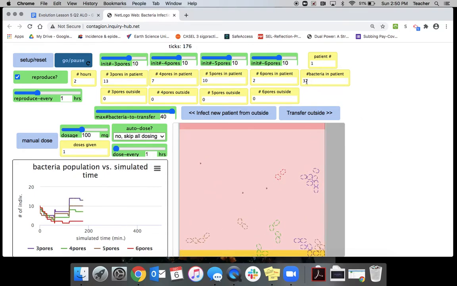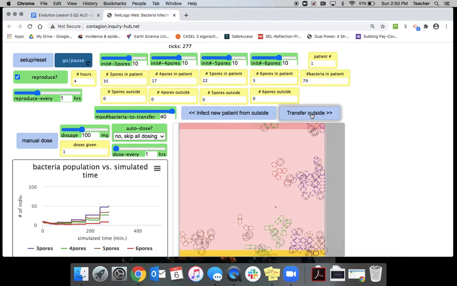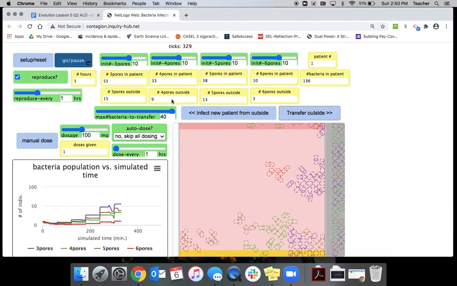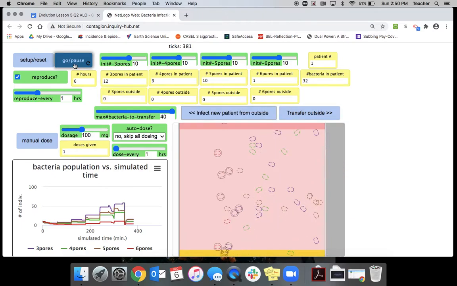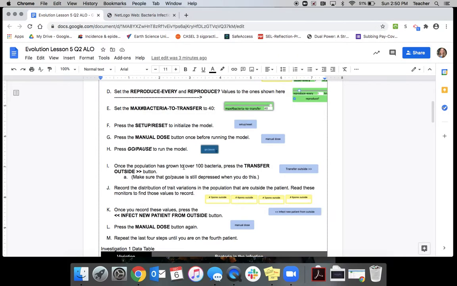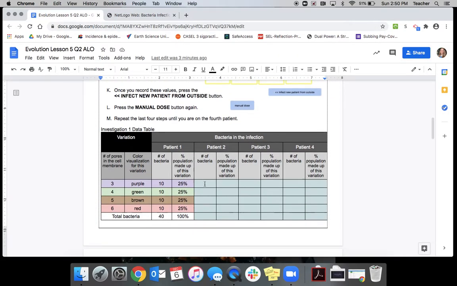Until we get to about 100 bacteria in the patient. And then I'm going to transfer it outside and infect a new patient. And then hit pause. So you can see that the bacteria population has kind of changed at this point, even just looking at this initial graph. So we are going to fill in this table in our student activity sheet as we go along.